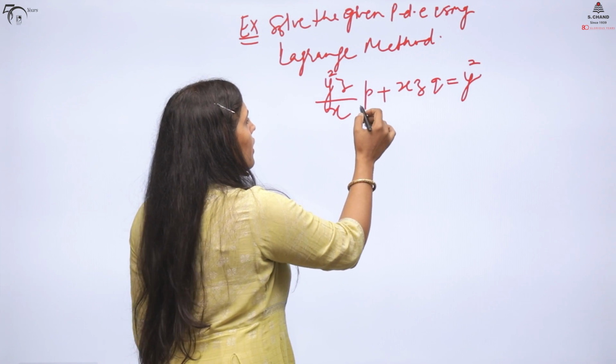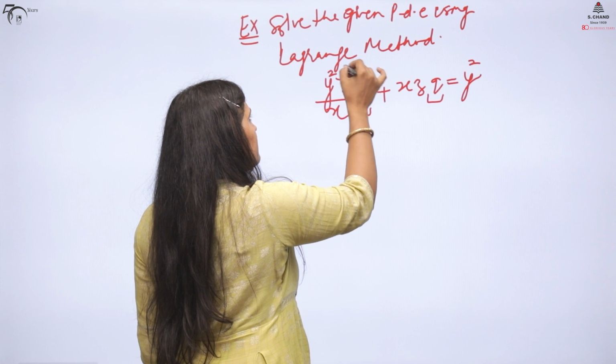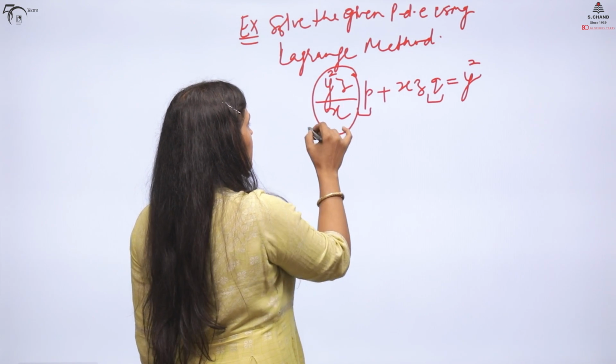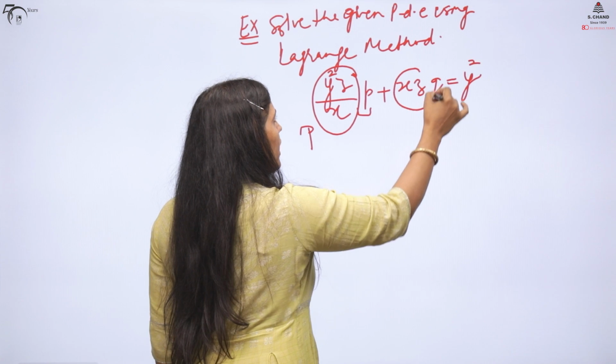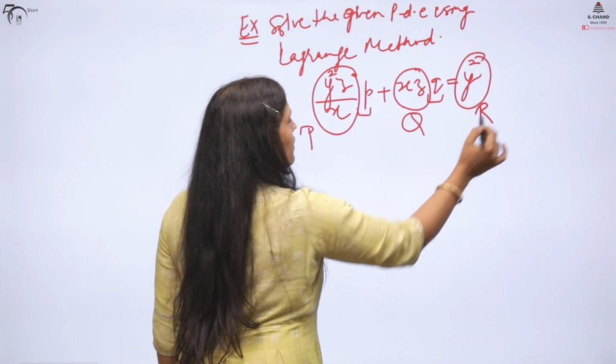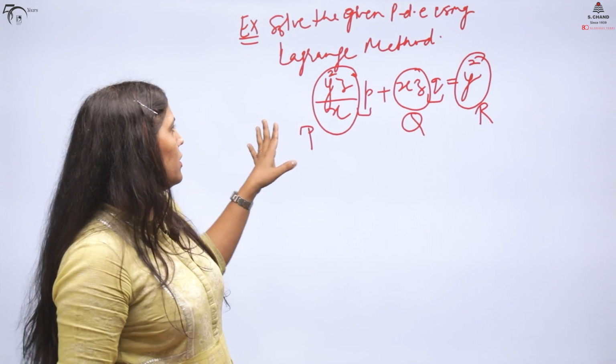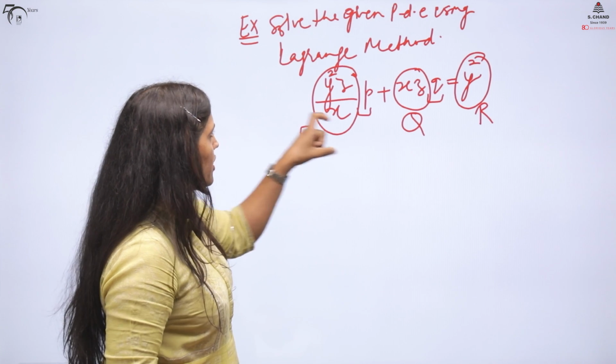So you can see this is p, this is q, and it is understood this is capital P, this is capital Q as per the notations I have taken, and this is my R. So first step is done. It means we have to notify P, Q and R.